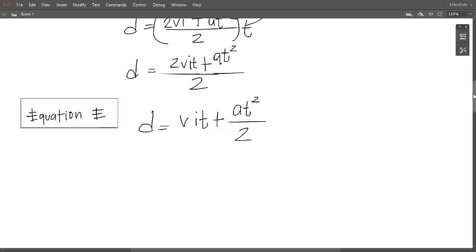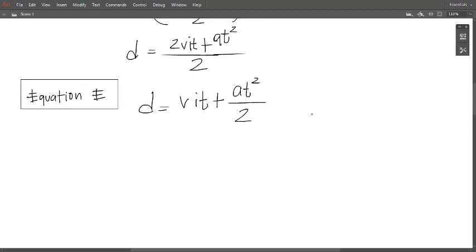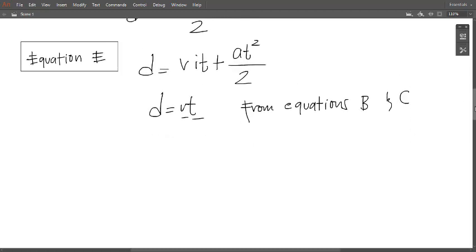Okay, to find out how final velocity depends on the displacement, let's move on to another one using the formula d = vt, the product of velocity and time. To find out how final velocity depends on the displacement, we'll be substituting v and t from equations b and c. So what will be our equations b and c?